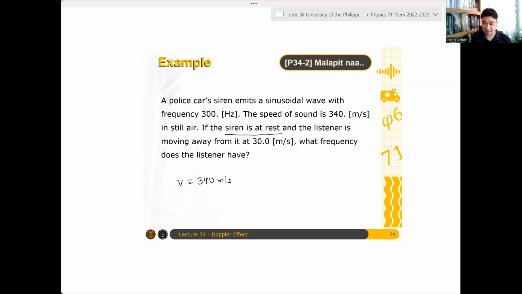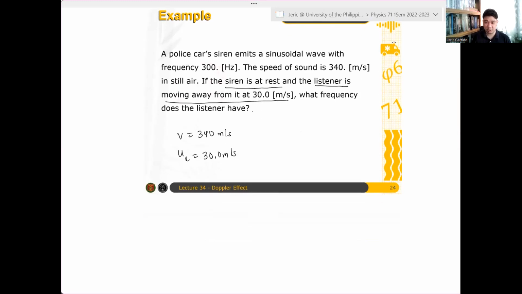Tapos, wait lang, sandali. Yung listener daw, lumalayo at 30 meters per second. The listener is receding from the source at 30 meters per second. So the velocity of the listener is 30.0 meters per second. The question now is what Doppler equation do we use? So, anong Doppler equation? So the frequency of the listener is equal to what?